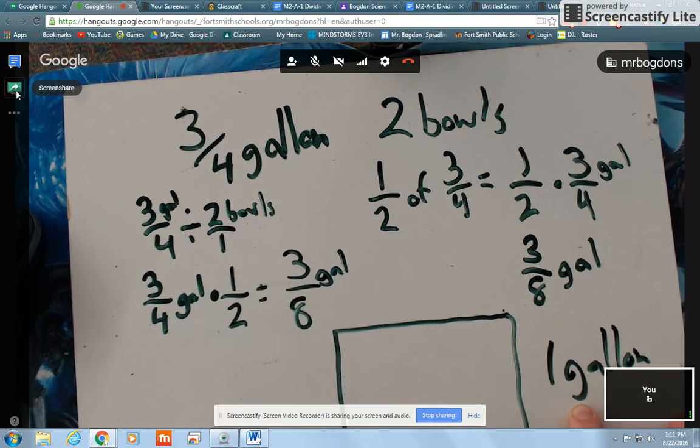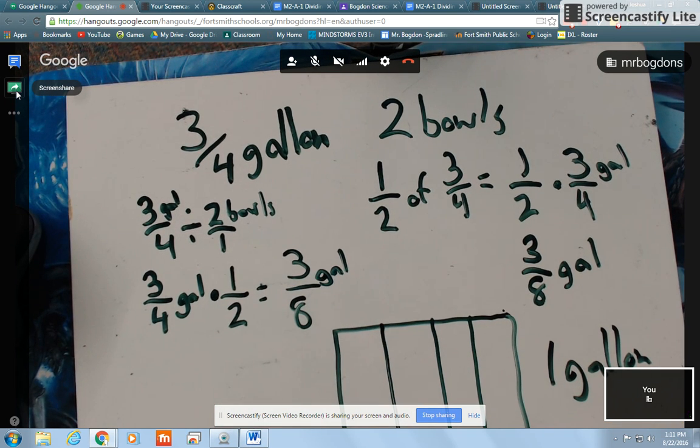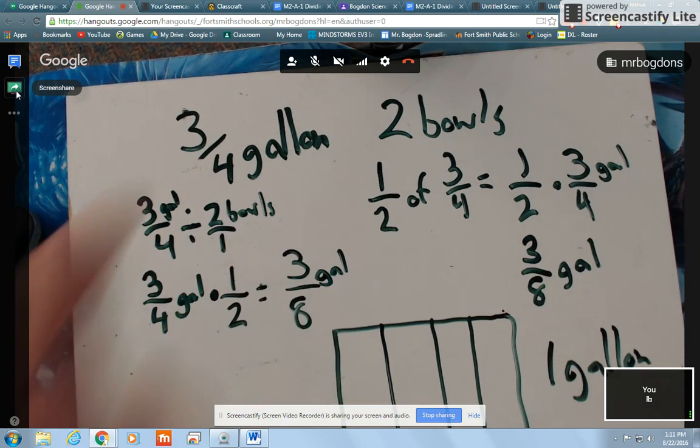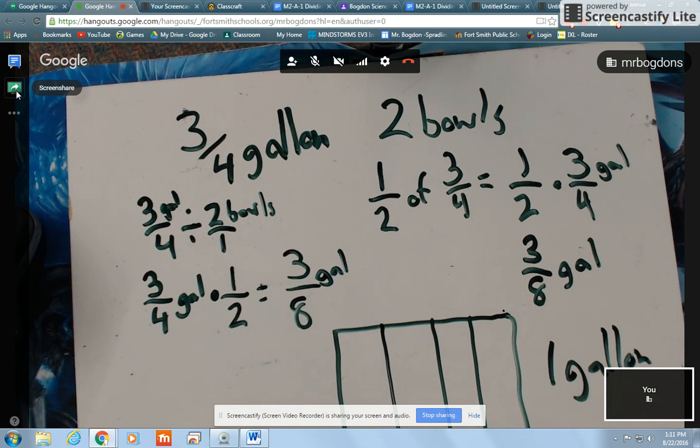Now, to show 3/4, how many pieces do I need to split this whole gallon into? 4. Why do you say 4? Because 4 is in the denominator. I know I need fourths. So I split it into 1, 2, 3 pieces. Now, someone from table 1, how many pieces do I need to show or shade in to represent 3/4 of a gallon? Angel? Yeah, that's 3 out of 4.